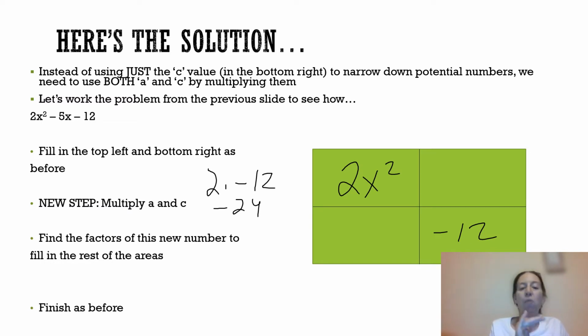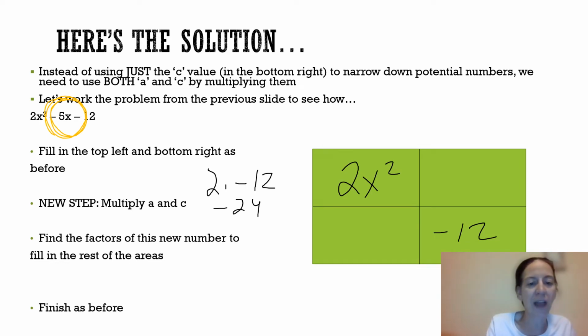So now we're going to be factoring a slightly bigger number. That is a drawback to this, but it's unavoidable. And it's going to give us a different set of numbers. What we're hoping is that that different set of numbers is going to have the pair that adds up to the negative 5. It's going to have what we're looking for.